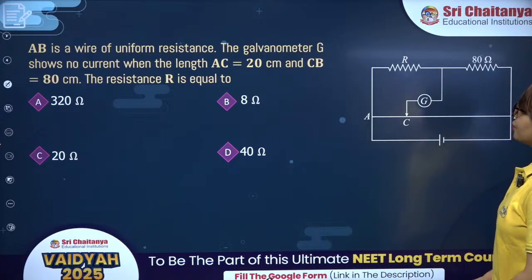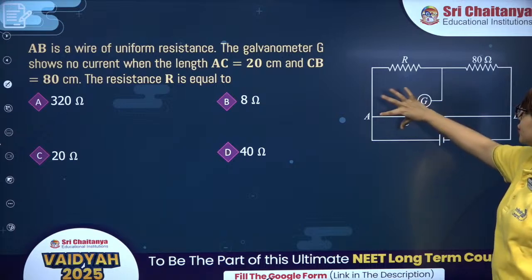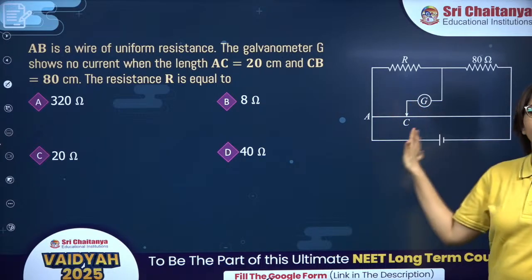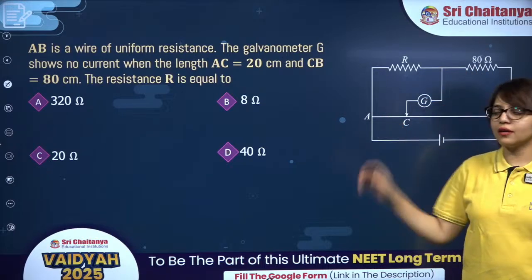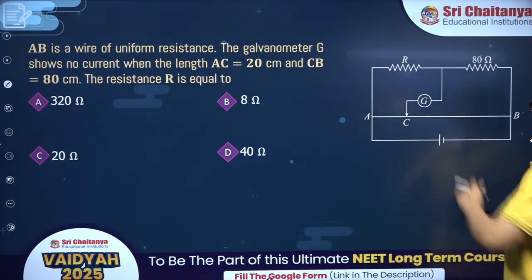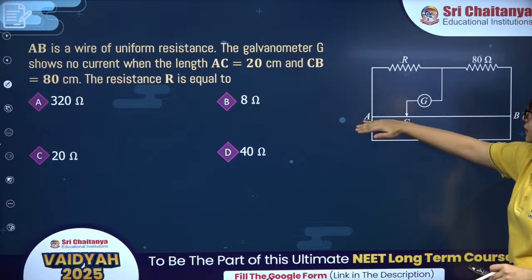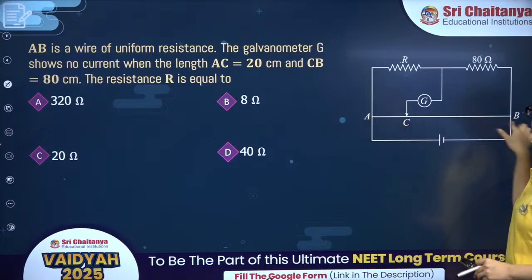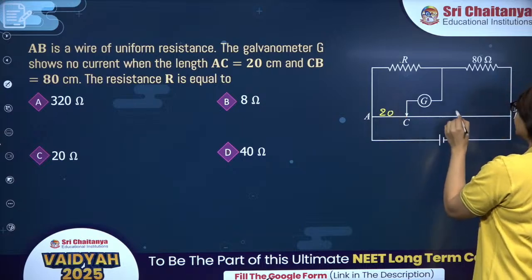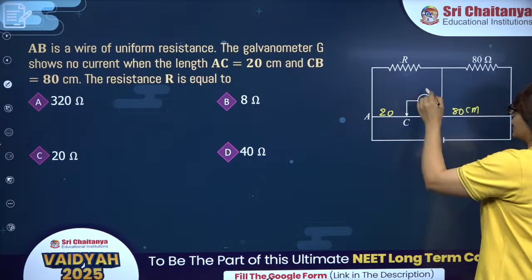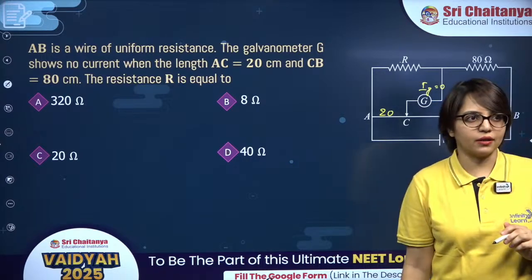AB is a wire of uniform resistance. The galvanometer shows no current when the length AC is equal to 20 centimeter and CB is equal to 80 centimeter. The resistance R is equal to, this is from current electricity, a question from the meter bridge. So R and 80 are the resistances, and they are balanced at the lengths of 20 centimeter and 80 centimeter of CB. C is the null point, AC is 20 and CB is 80 centimeter, and the galvanometer is showing no deflection, that means it is not drawing any current from the circuit.